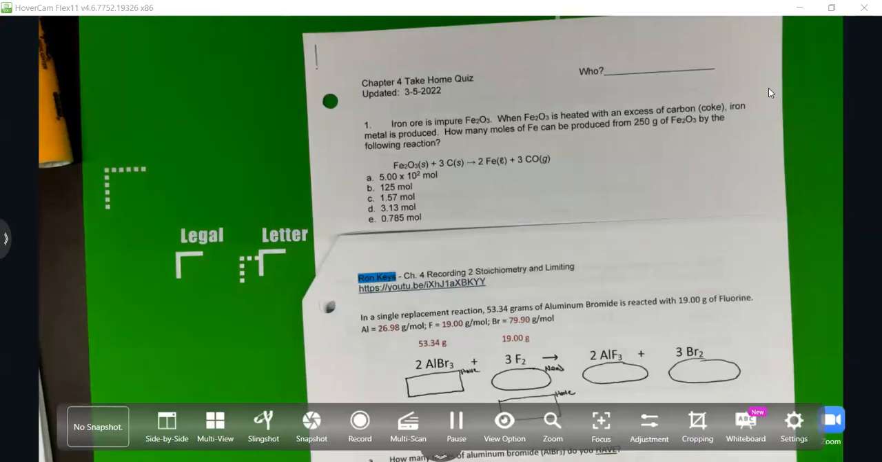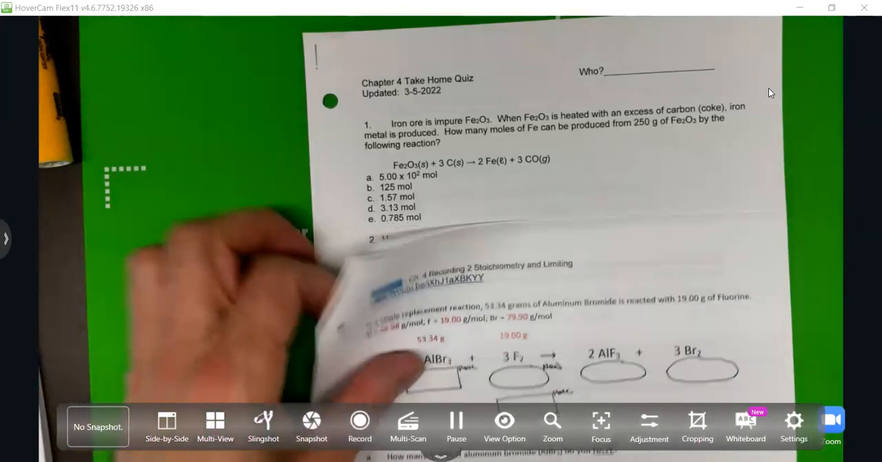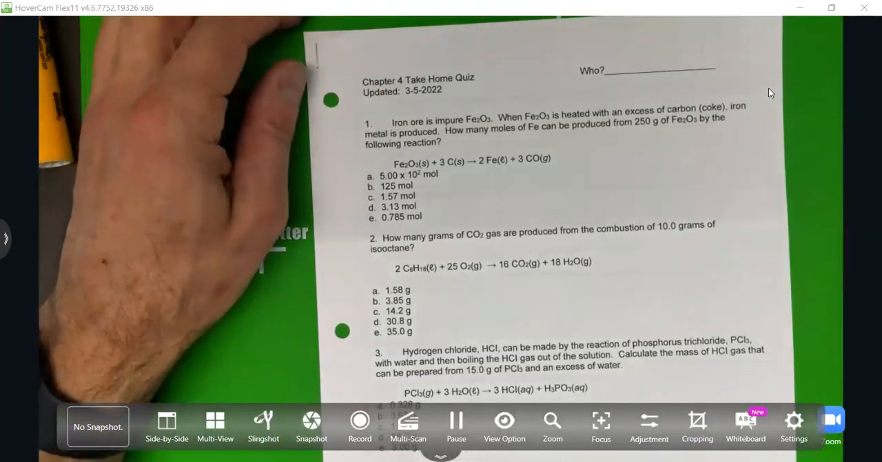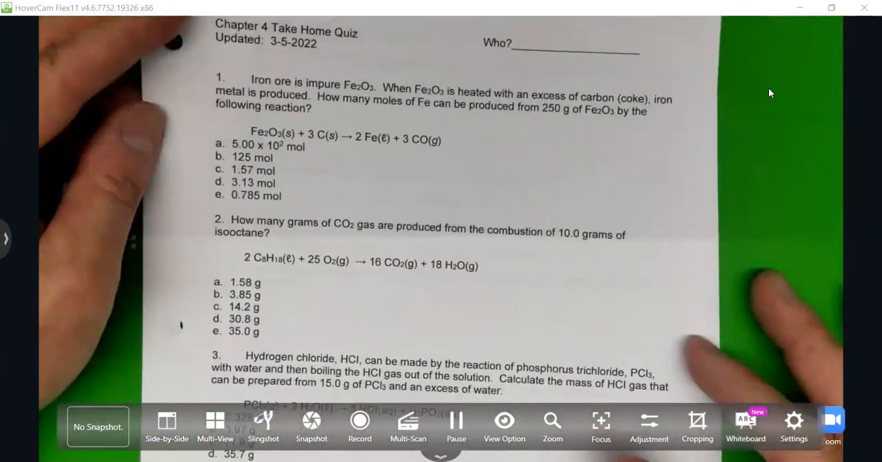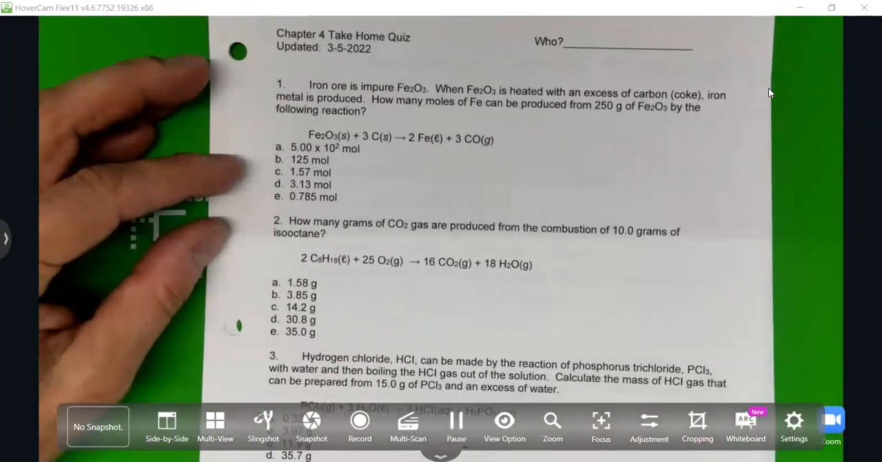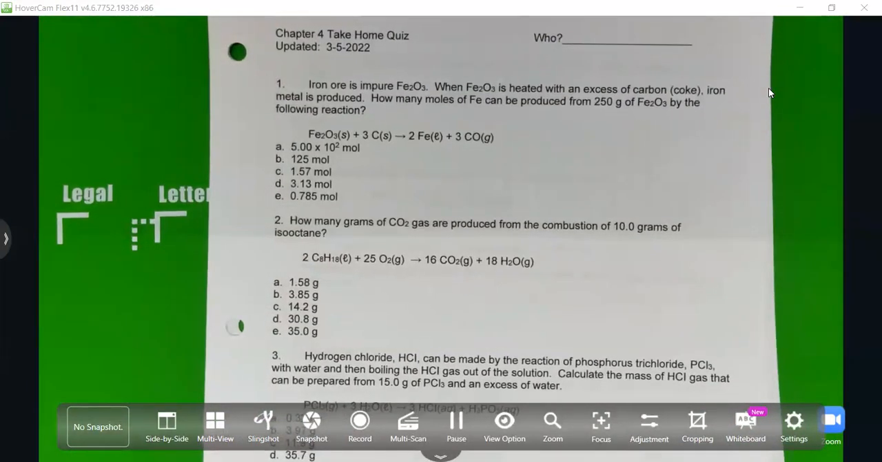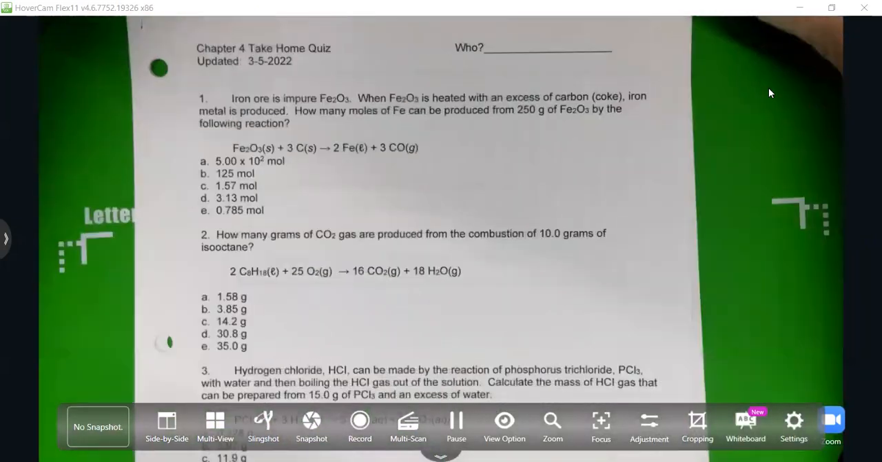Okay, let's see, what do you have in this quiz? We worked on a couple of these. Who's got a question on this quiz? Yes? 4. Let's look at 4. If we need to review anyway, I'd like to review with the quiz questions.